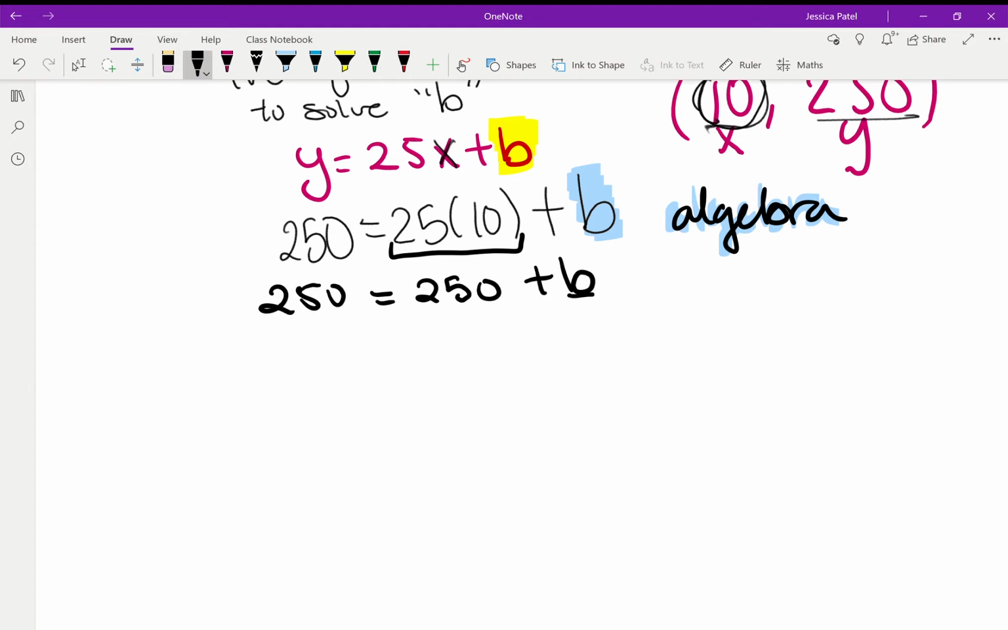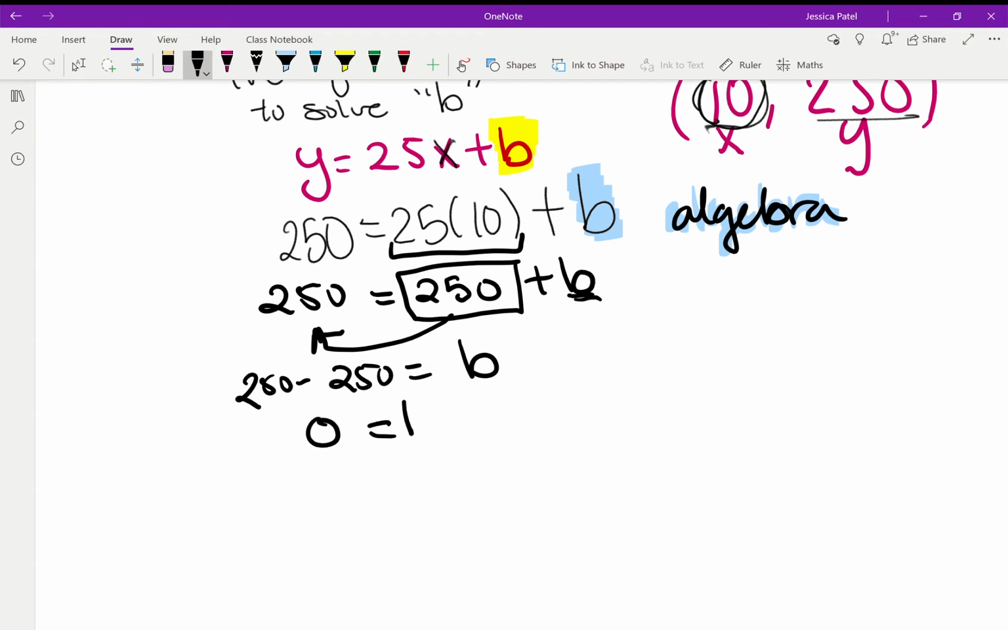Now to make b alone, you're going to move whatever is there. Because there's a plus, the opposite of plus is minus on the other side. So 250 minus 250 equals the remaining, which is b. So b in this case is 0, meaning this guy is not going to charge you for coming to your house to paint it, okay?